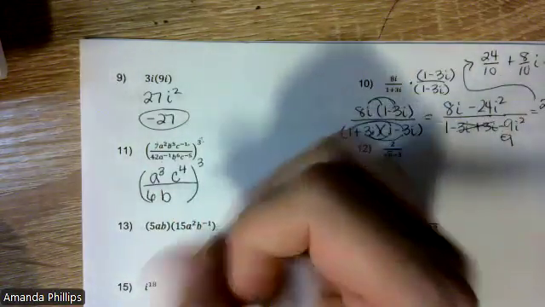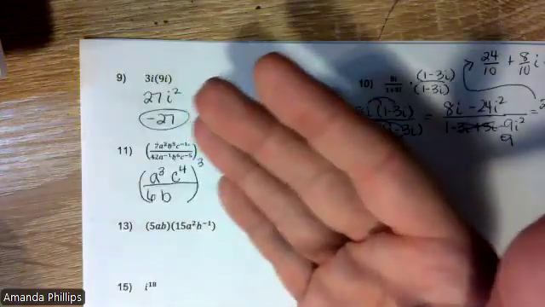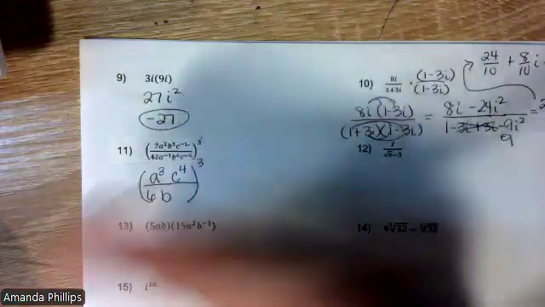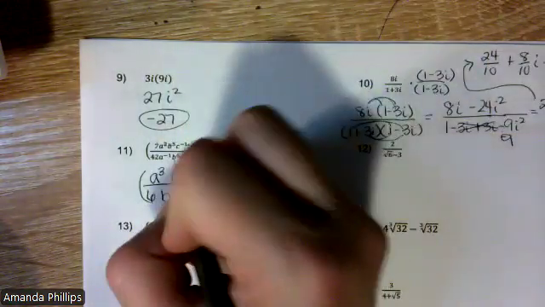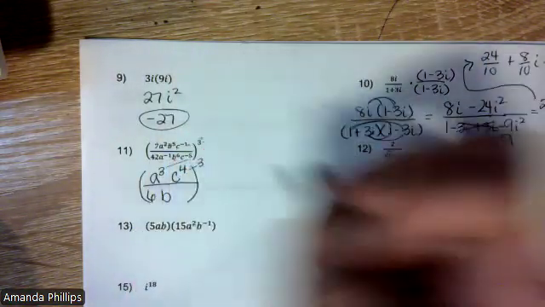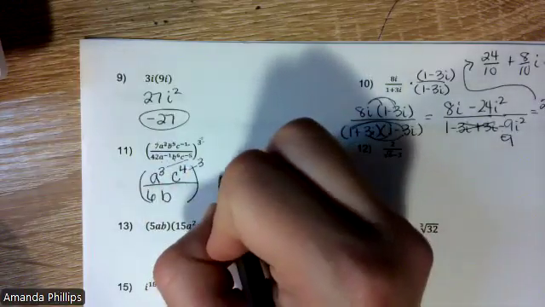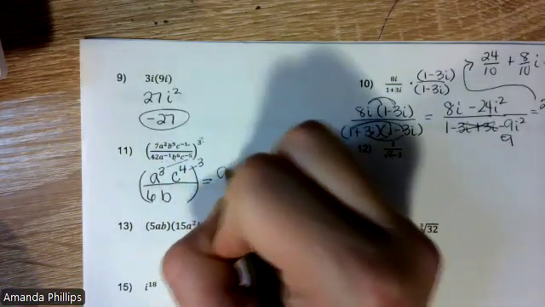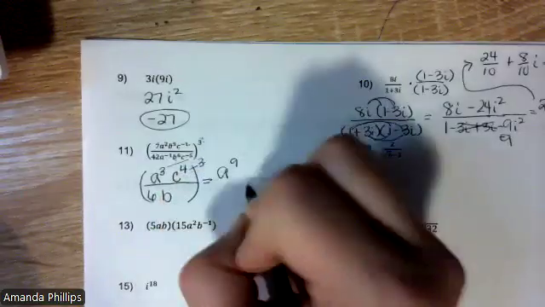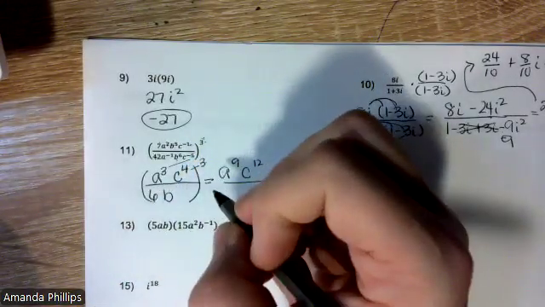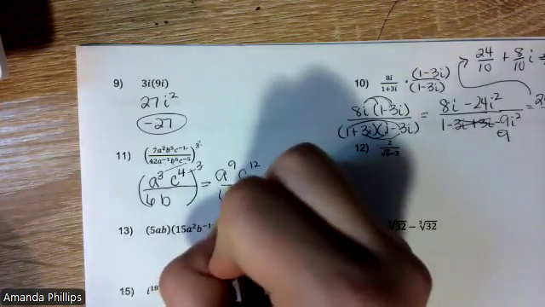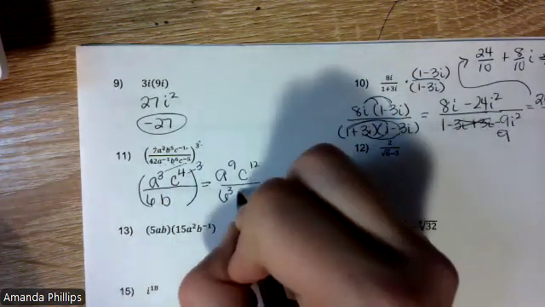I'm just telling you, there are actually a lot of ways you could do this problem. As long as you're doing the steps correctly, you're going to get the right answer. All right, so everything goes to the third power, and when we take powers to powers, we multiply. So this becomes a to the ninth, 3 times 3 is 9, c to the 12th, 6 to the third, and b to the third.